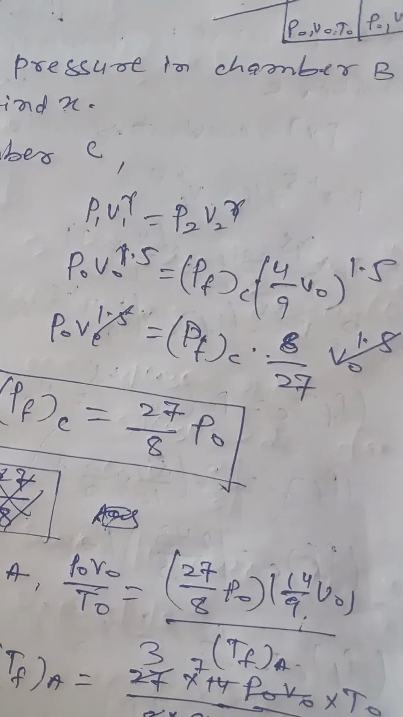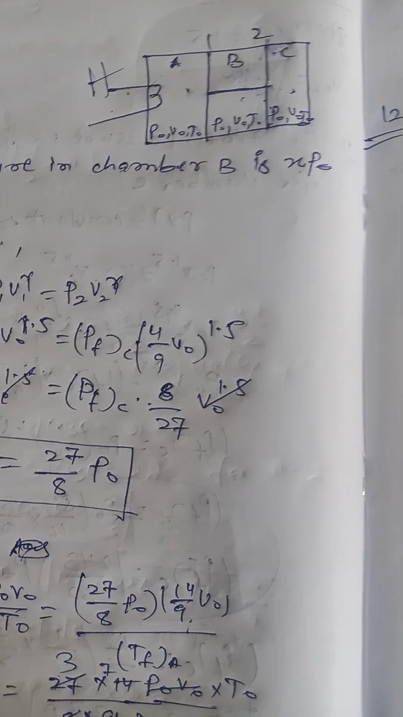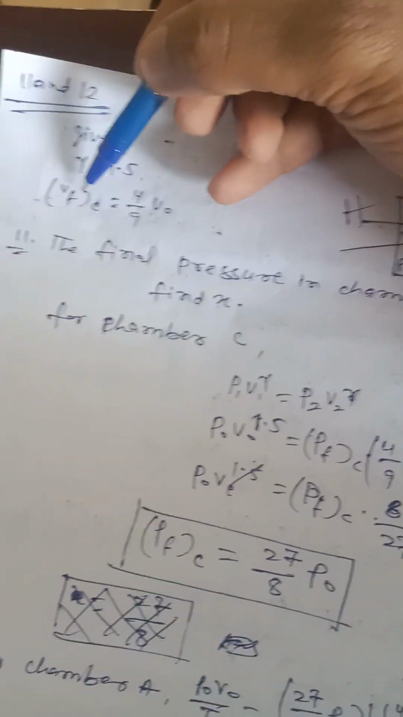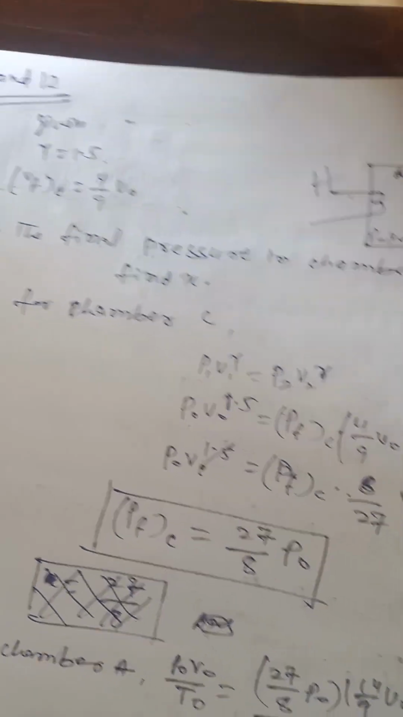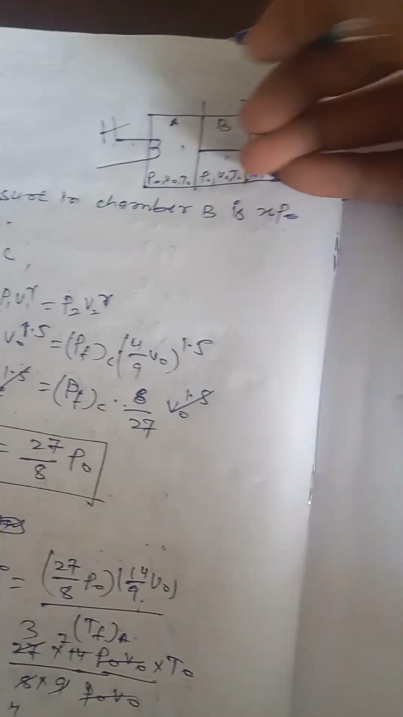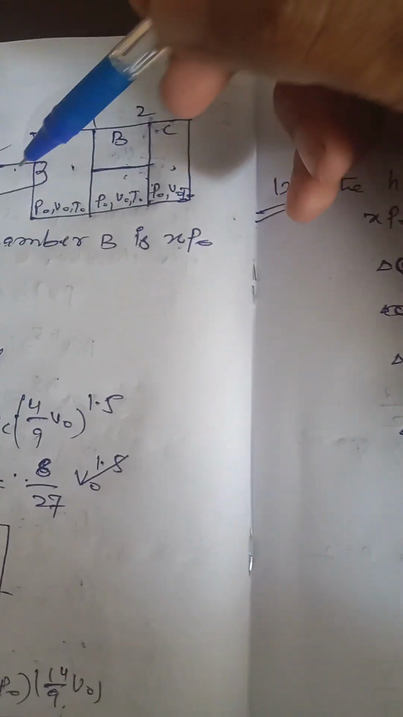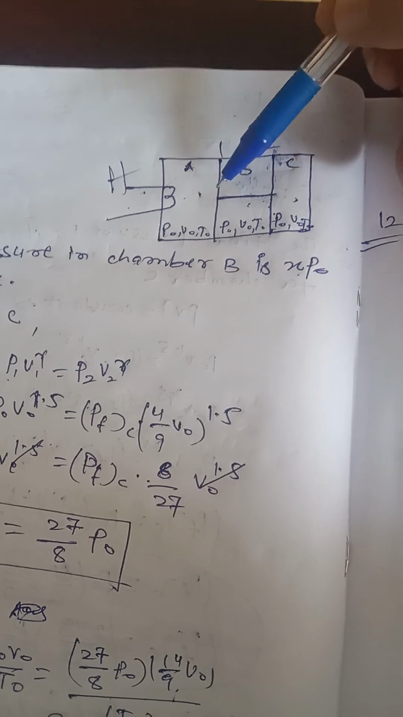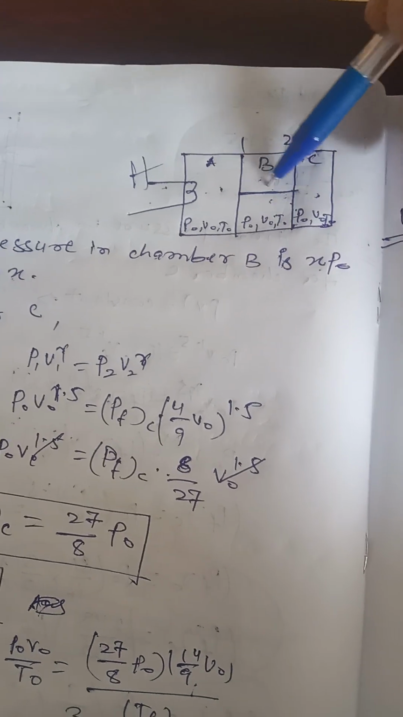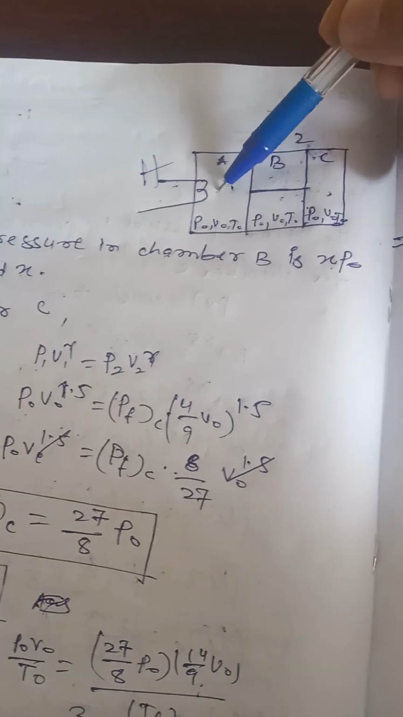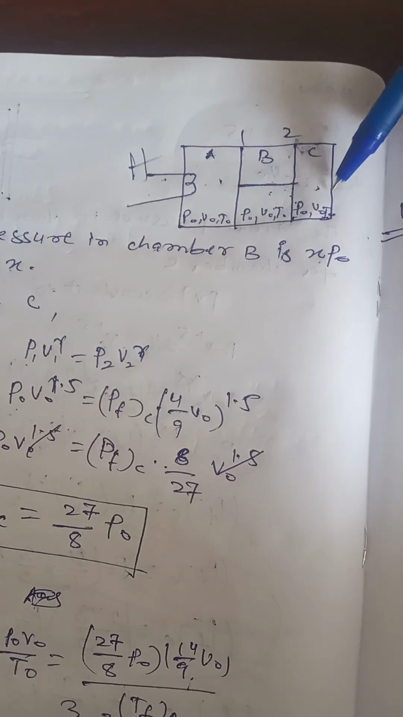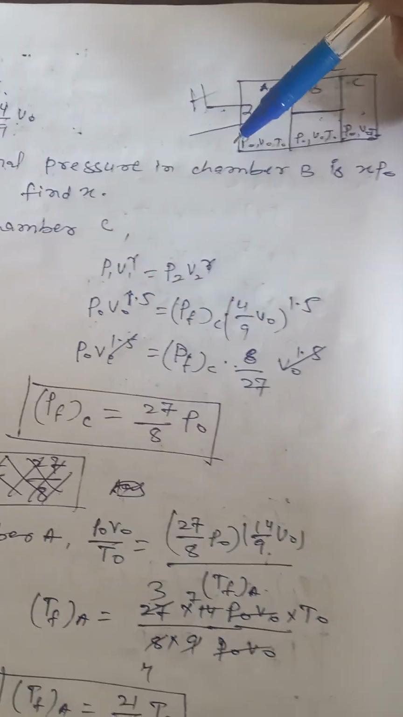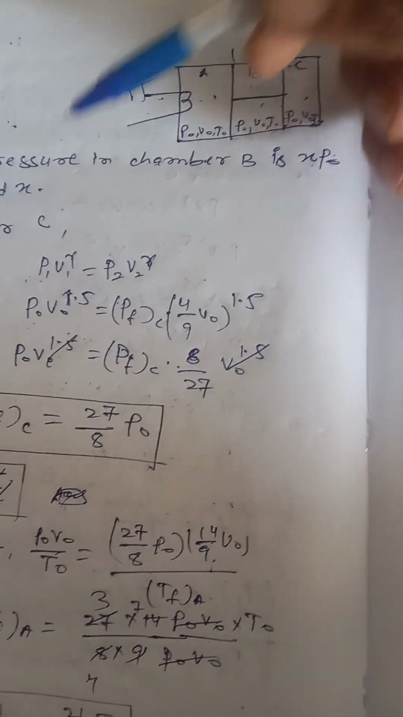until the volume of chamber C becomes 4 by 9 V naught. It means the final volume of chamber C is 4 by 9 V naught, so it will be reduced. What happens actually if we provide heat over here is that this will not compress or elongate because it is rigid. This force will apply and shift it towards C. The first question: what is the final pressure in chamber B, XP naught? Find X.